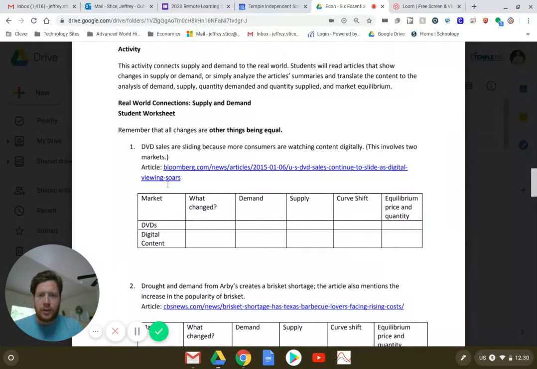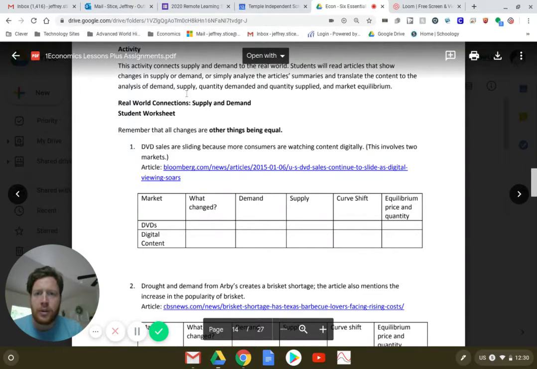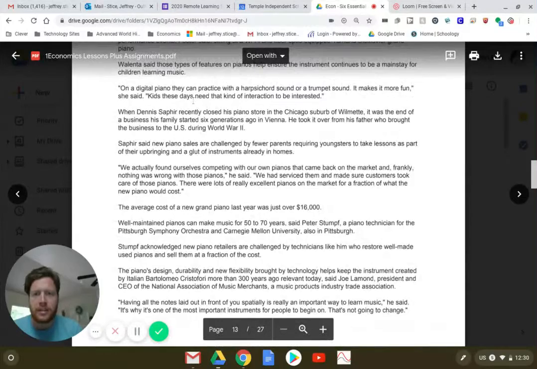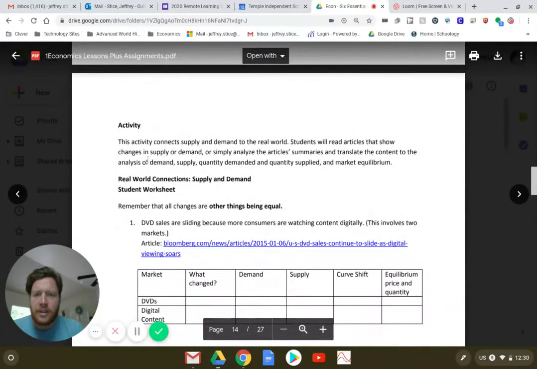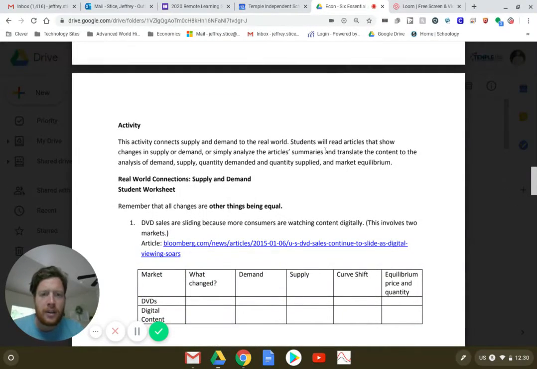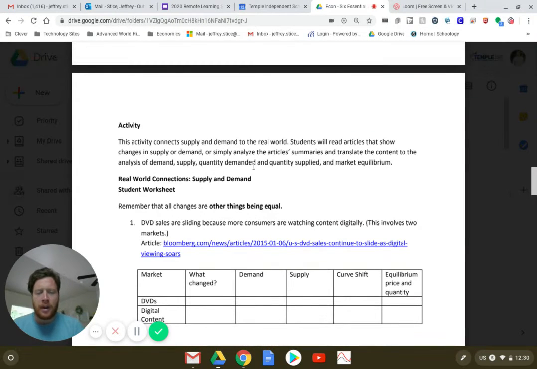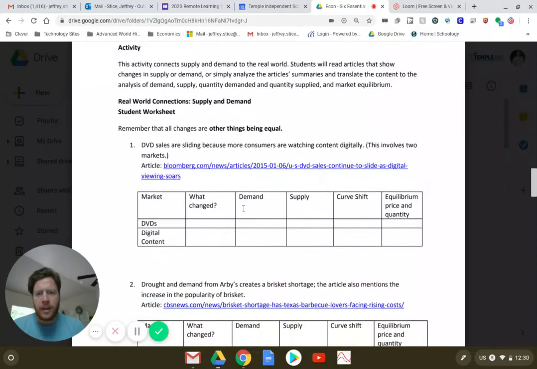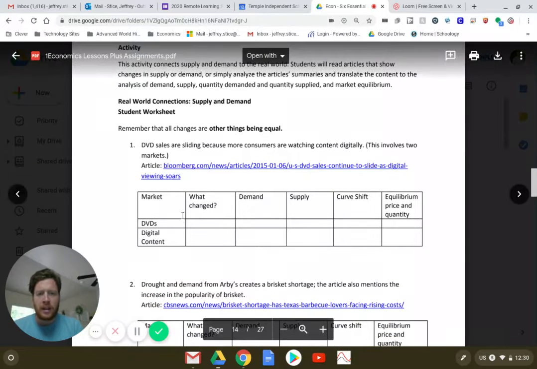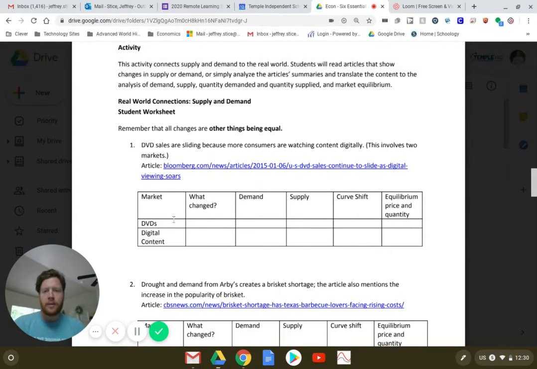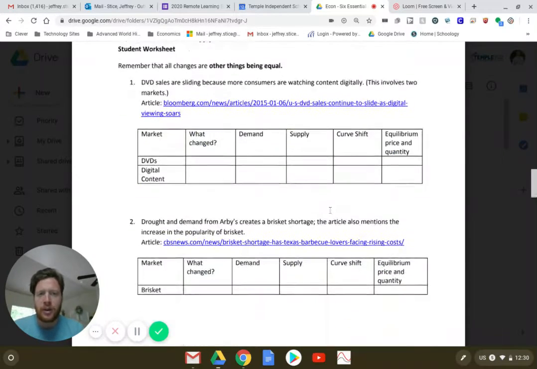It just asks you to read the articles that I just scrolled past and to analyze the changes in demand, supply, quantity demanded, quantity supplied, and market equilibrium. And so you would just put those in these boxes. You just put, like for DVDs, what changed? The demand, the supply, how did the curve shift, and what's the equilibrium price and quantity?